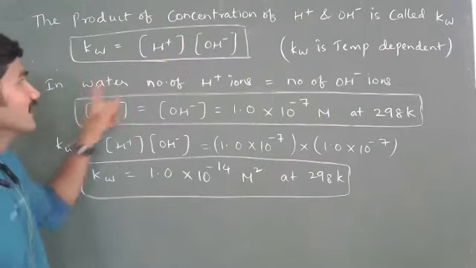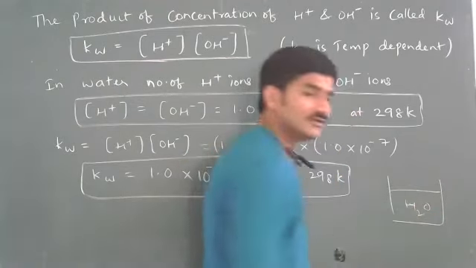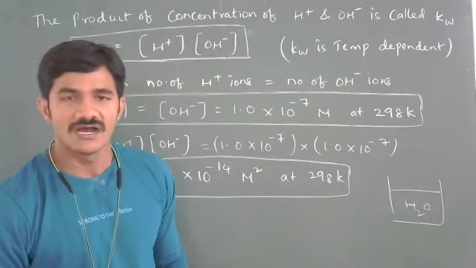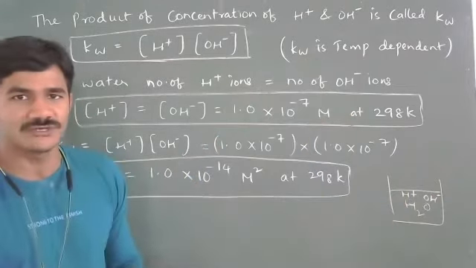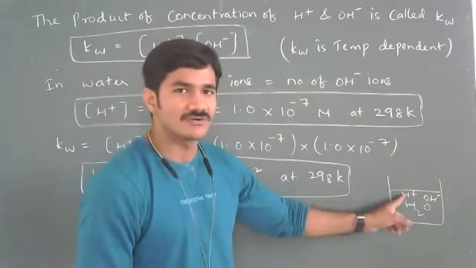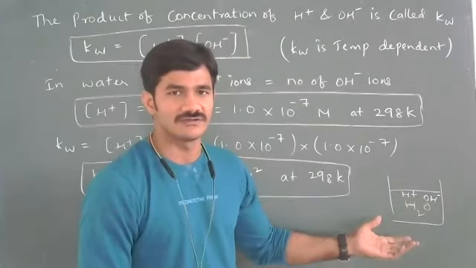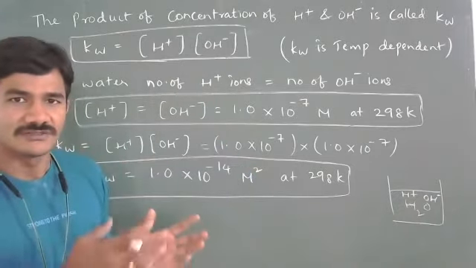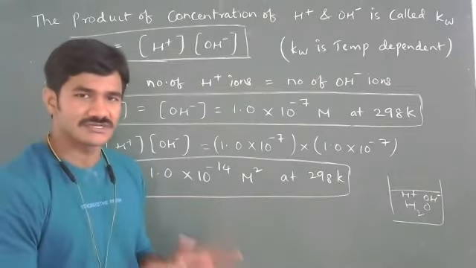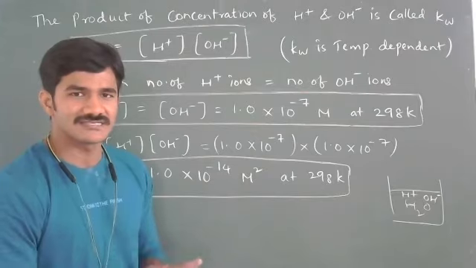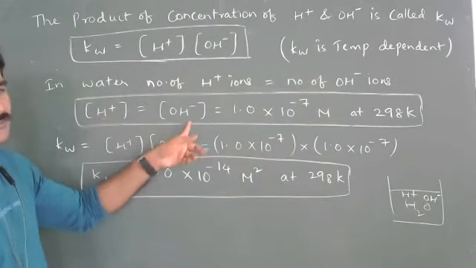Here, if you take water and assume that it undergoes dissociation, it dissociates into H plus and OH minus. So the number of H plus ions is equal to the number of OH minus ions. Is it the same concentration or different? In water, it is the same. Whenever a molecule dissociates, the H plus ion concentration is equal to the OH minus ion concentration. Whatever the H plus ion concentration is, the OH minus is exactly the same. It will not be more or less. So I wrote H plus concentration is equal to OH minus ion concentration.